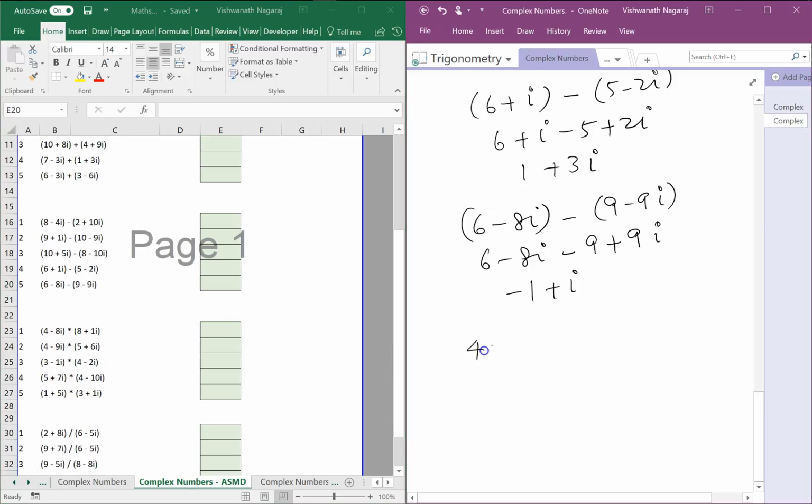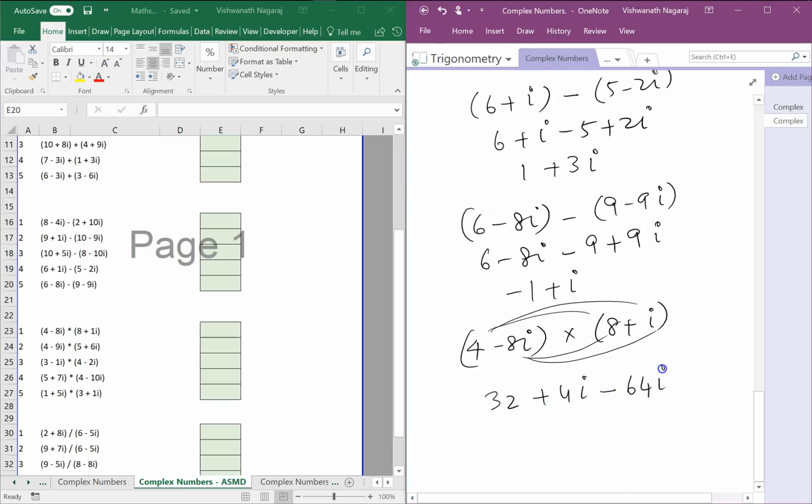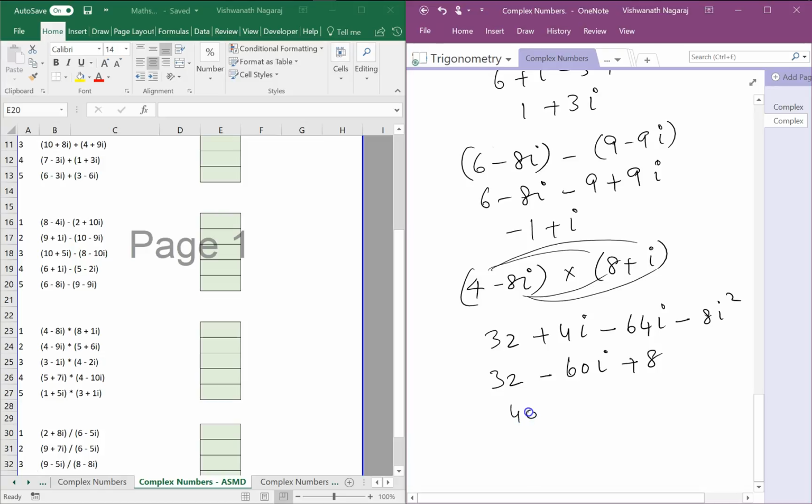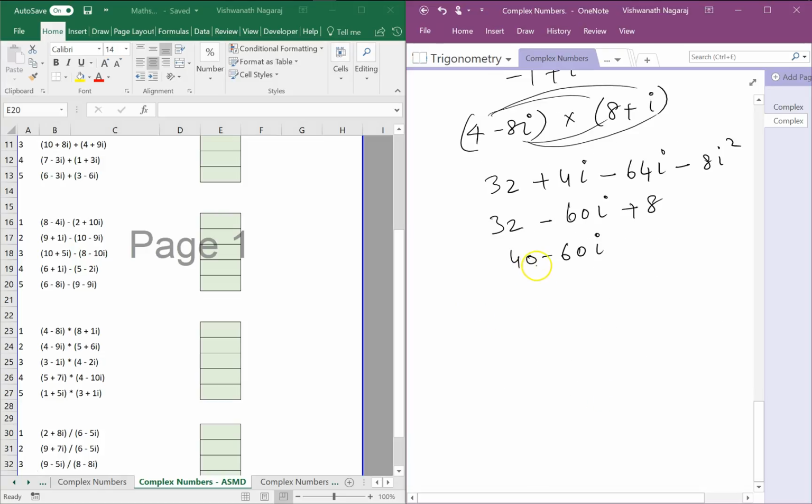Now this will involve the distributive property, right? 4 minus i times 8 plus i. Remember the distributive property, multiply this and this. So 4 times 8 is 32, and 4i minus 8i, minus i square. So 32 minus 4i, and i square is minus 1, so minus 1 becomes plus 1. So plus 1 is 33 minus 4i. Okay, so again, be careful.